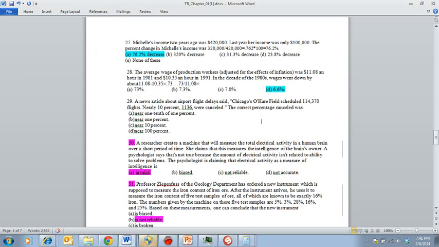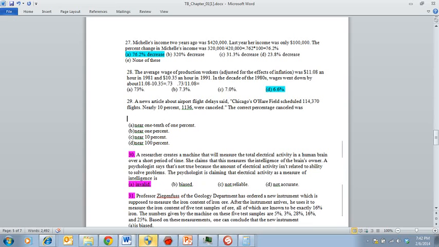29, a news article about airport flight delays said Chicago's O'Hare Field scheduled 114,370 flights. Nearly 10%, 1,136 were canceled. They obviously did that percent incorrectly. So what you would do to find it correctly is you would put in as your numerator how many were canceled, right? And you want to divide that by the total number of flights and multiply that answer by 100.